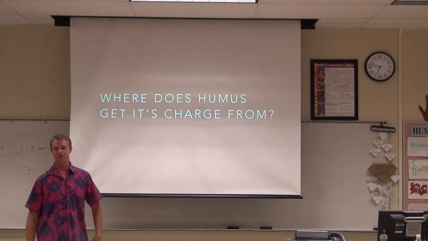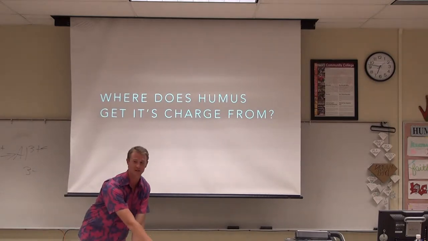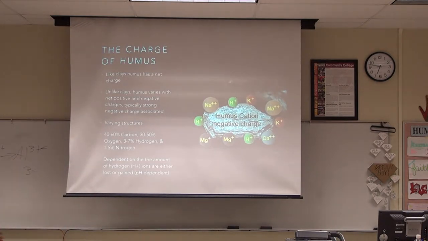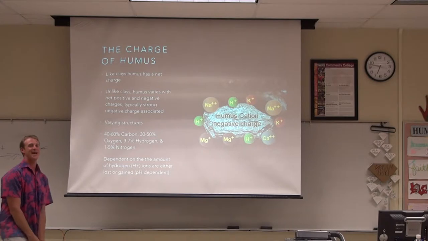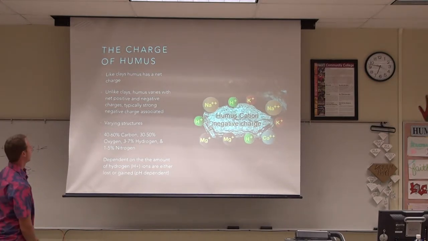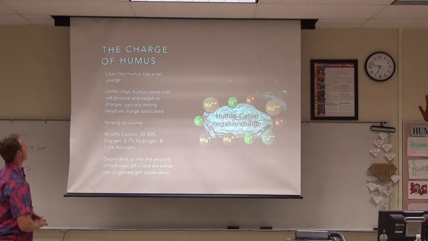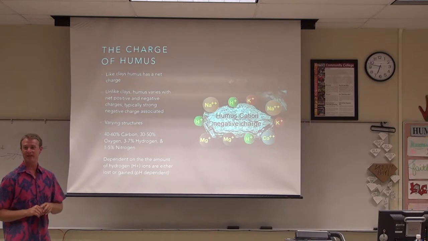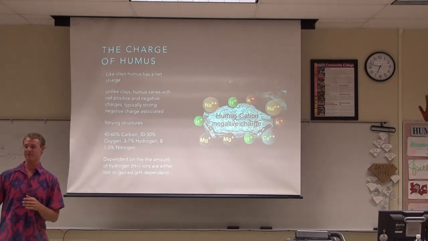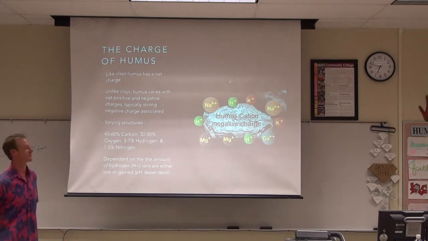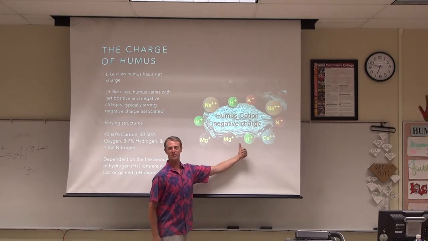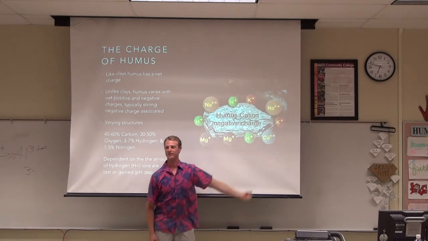Where does humus get its charge from? We learned where clay gets its charge from, isomorphic substitution. Like clays, humus has a net charge. This is a fact. Unlike clays, humus varies with net positive and negative charges, typically with a strong negative charge associated. So most humus are going to be negatively charged as well, but there is that stick in the spoke, that a certain percentage of them are going to be on the positive side. Humus with a negative charge grabs a hold of all these positive guys, just like a clay.